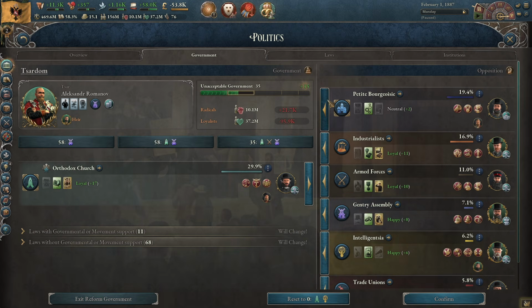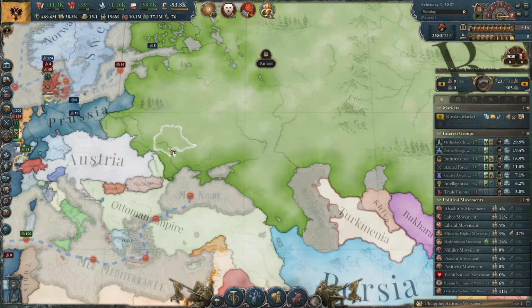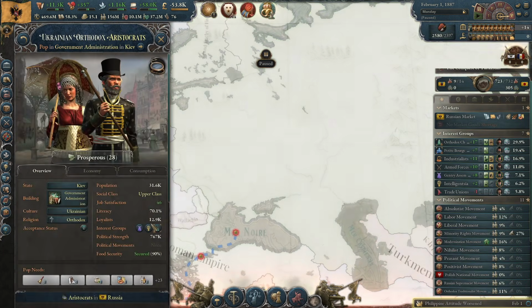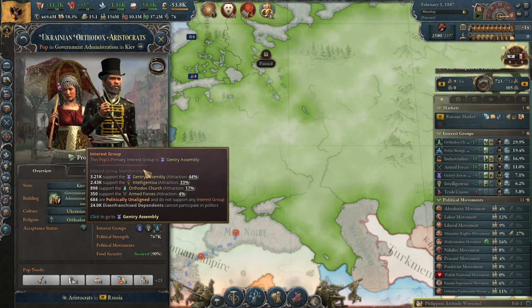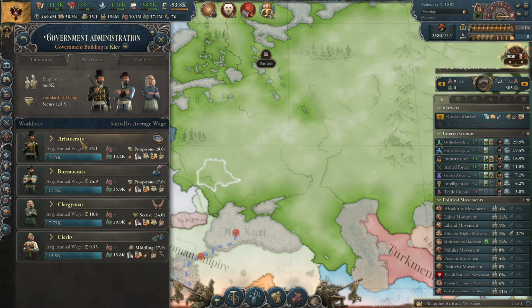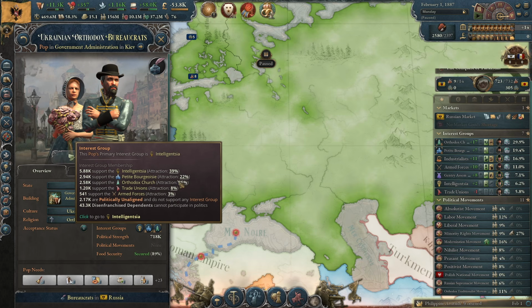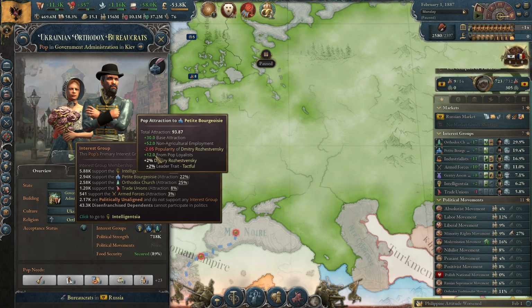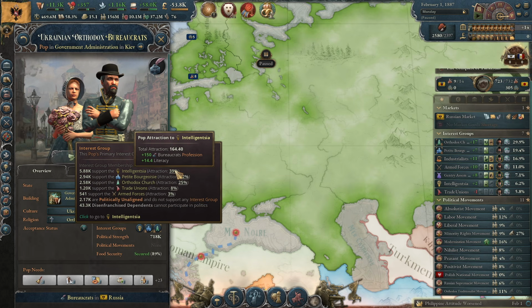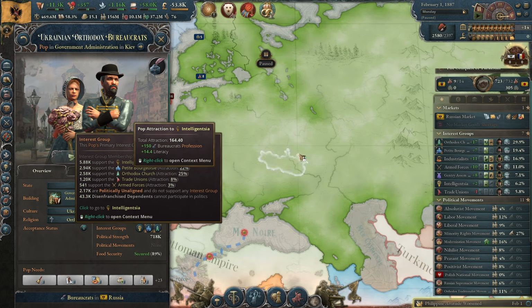So let's go ahead and actually put the bourgeoisie in power instead this time to show it off further. In this case, the aristocrats don't care about the bourgeoisie, but the bureaucrats do. And we can see once again, pop loyalist is now causing them to have more attraction to the bourgeoisie. The intelligentsia, on the other hand, are like this.